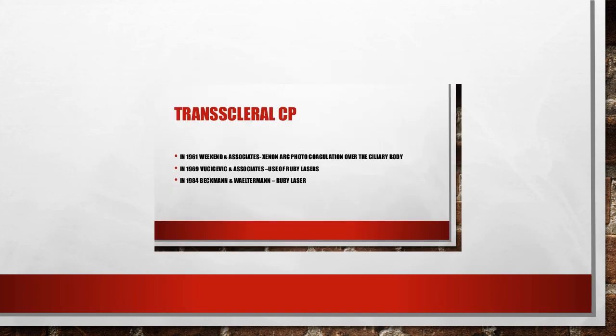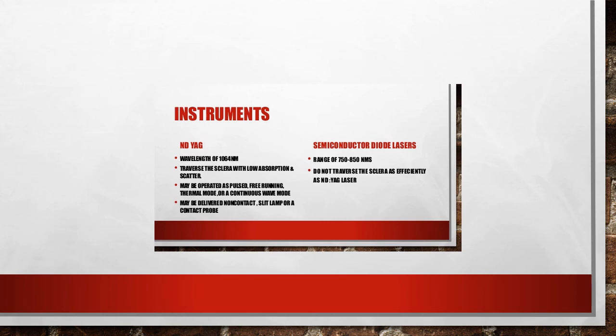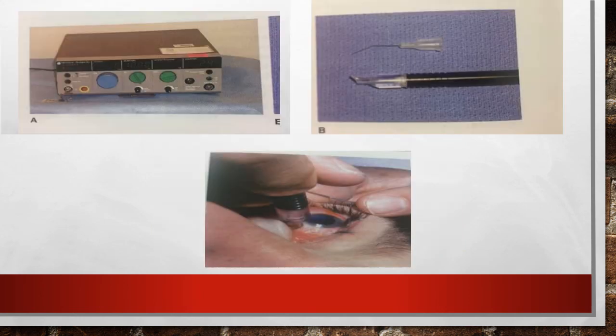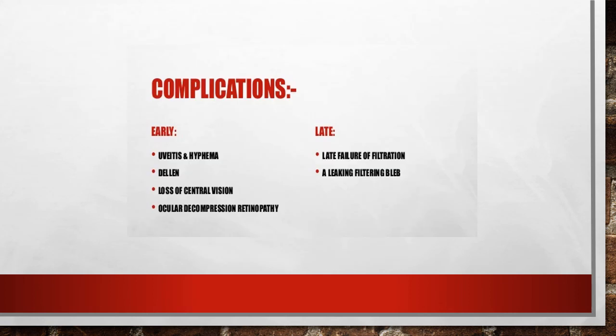One is the transscleral, and the endocyclophotocoagulation. This is how the machine is, and you have a probe and you keep it at the limbus, a few millimeters, 2 millimeters away from the limbus. In a single sitting or 2 sittings, you can do it in all 3 sittings. And these are some complications: uveitis, hyphema, and blood decompression. Also late failure of the filtration or leaking of the filtering bleb.